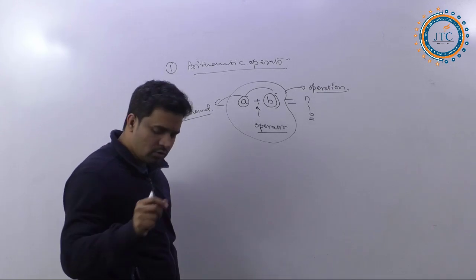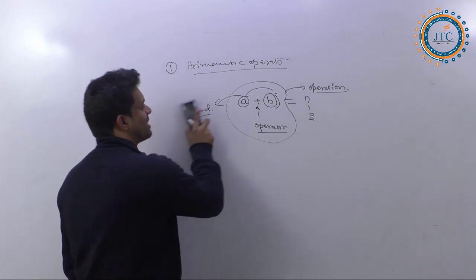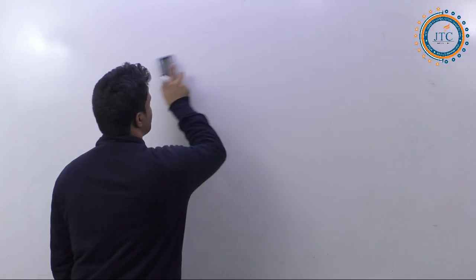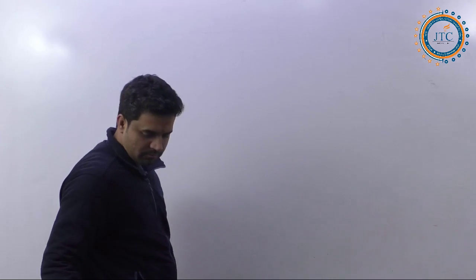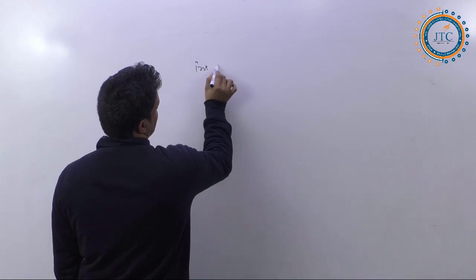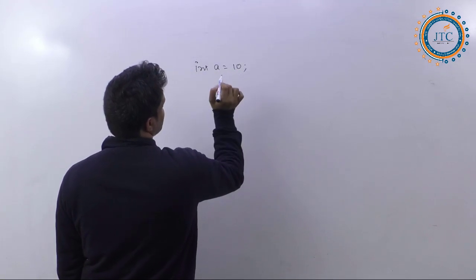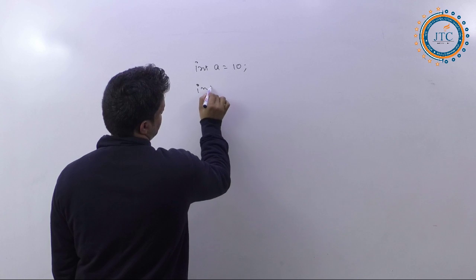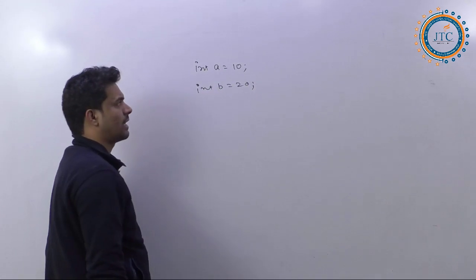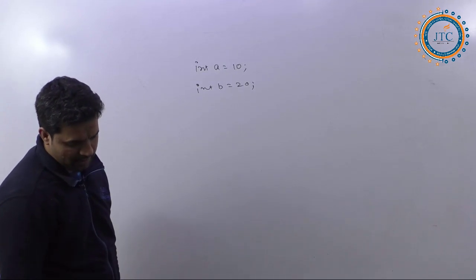Okay. Now I have a few questions on this. Let's come to the questions here. First, if I am writing int a is equal to 10, int b is equal to 20. Can I write like this? I am writing here, fine.